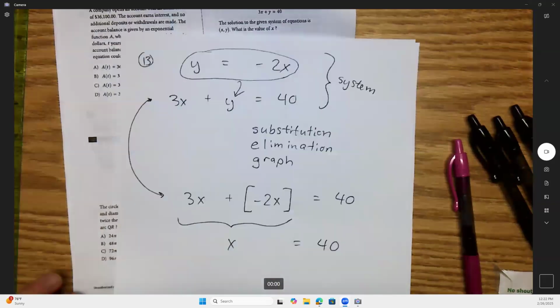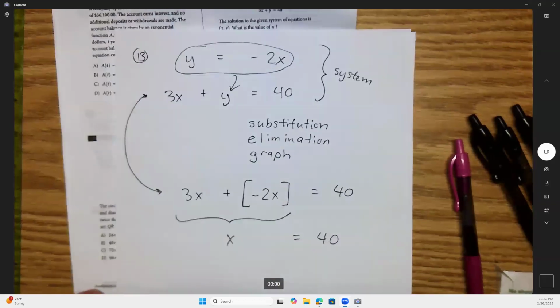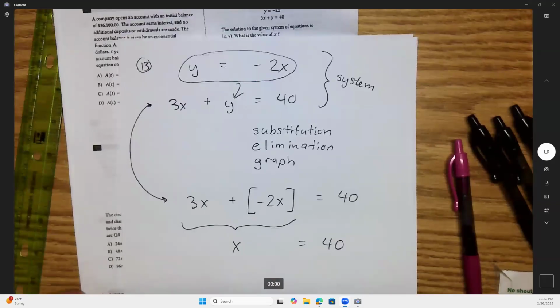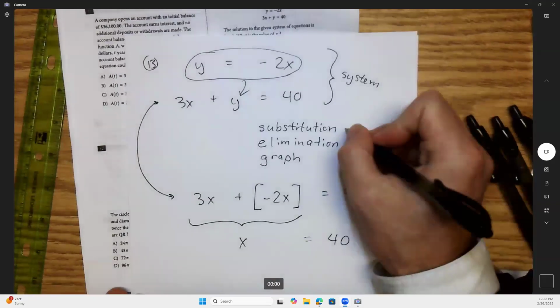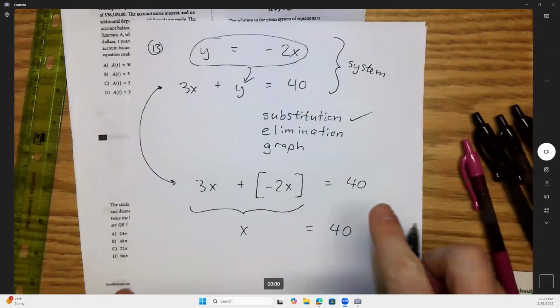So number 13, there was no multiple choice, so you had to write out the number 40. If you wrote the number 40 in your box next to number 13, give yourself a check mark. And so that's substitution. Let's try elimination.